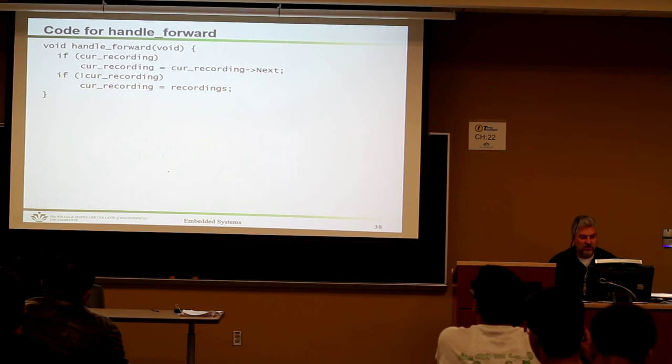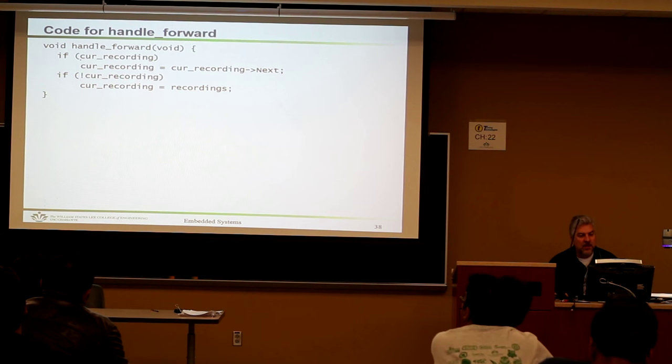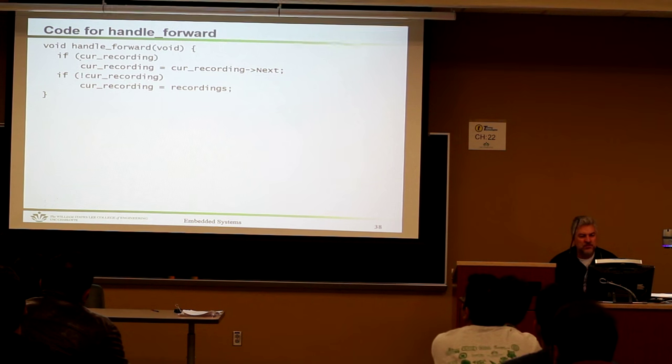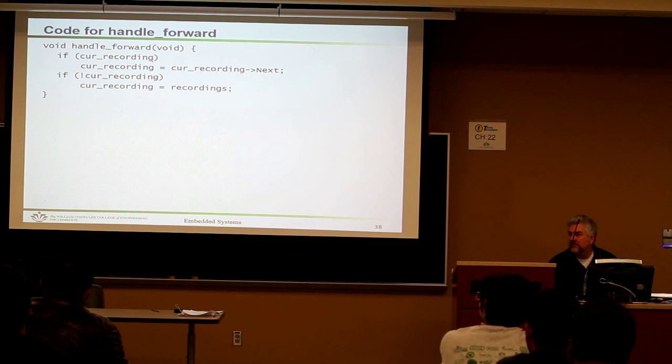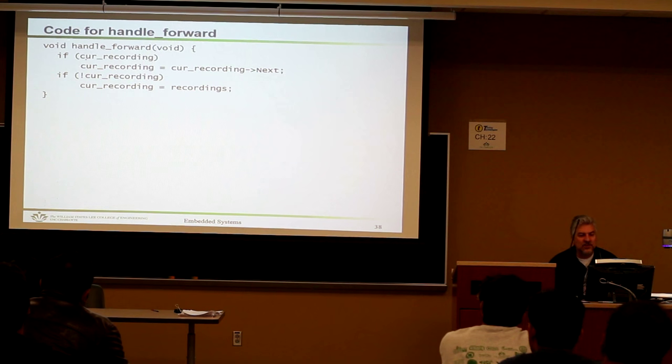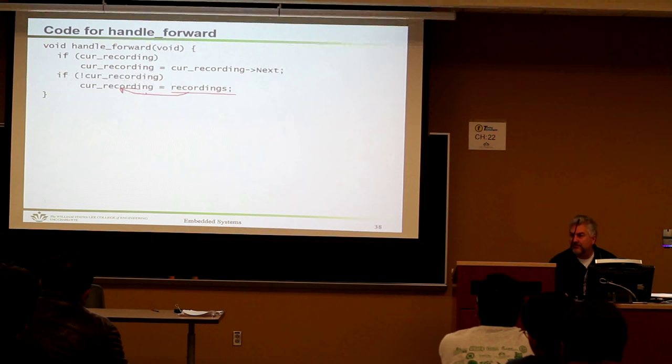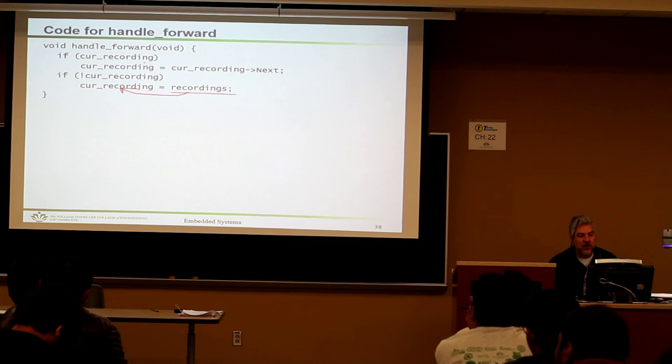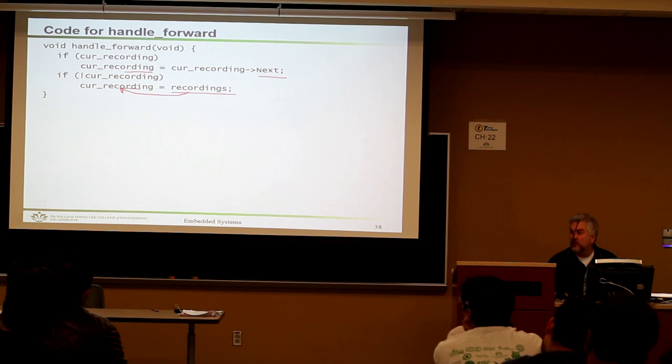So let's look at one of these. Handle forward. That's interesting. If current recording, what does this mean, if current recording? Oh, so if it's not null, right? So if it's not null, then you could do something. If it is null, that means you just make recordings, whatever that is, equal to current recording. If current recording is not null, then what you do is you just replace it with the next recording.